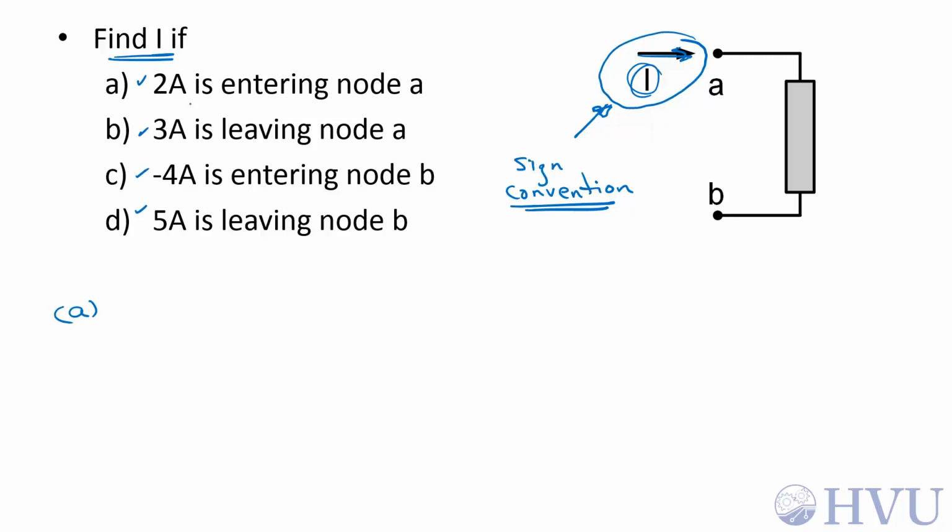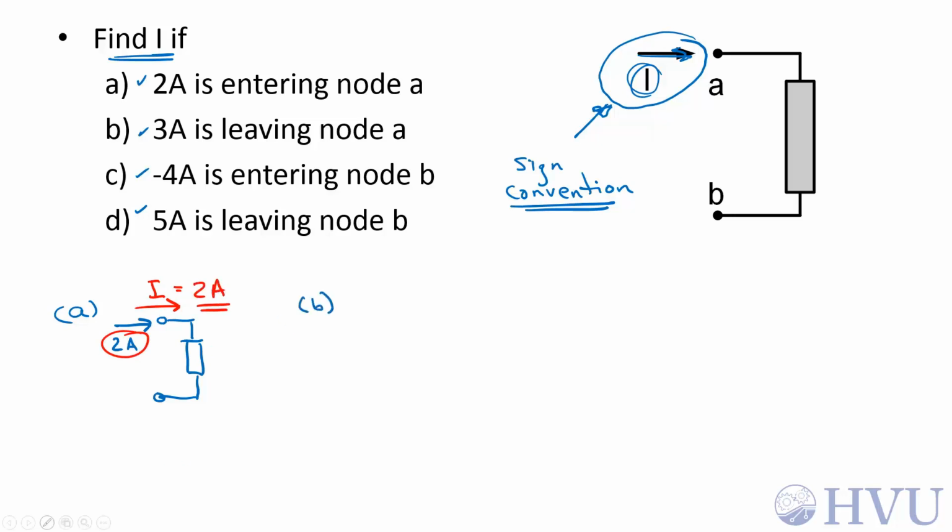For part A, 2 amps is entering node A. So I have 2 amps positive in this direction. I is defined positive entering node A. These 2 arrows are in the same direction, so I don't need to change the sign on this number, and I is positive 2 amps.